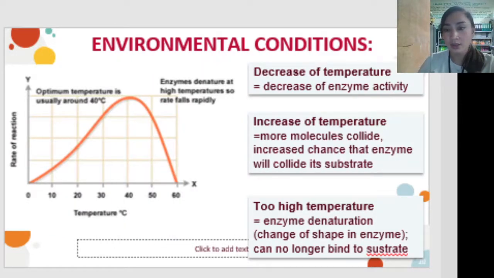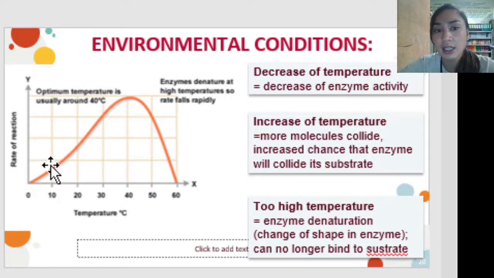So, in the next slide, you will see that, sabi dito, the decrease of temperature, magkakaroon din ng decrease of enzyme activity. So, looking at this y and x axis, in the y-axis, we have the rate of reaction, kung ganong kabilis yung reaction. And then, dito sa baba natin, on x-axis, we have the temperature in Celsius. So, kung mababa ang temperature natin, for example, here, we have 10 degrees Celsius. So, makikita nyo na yung rate of reaction niya is mababa. So, there is a decrease of enzyme activity.